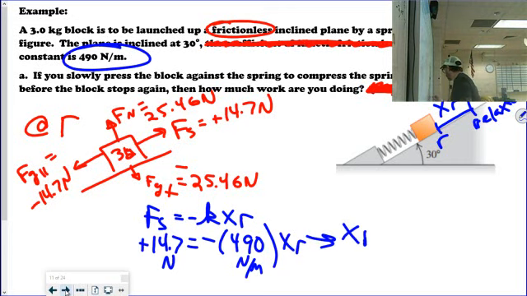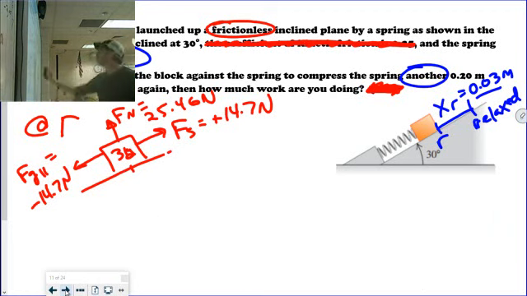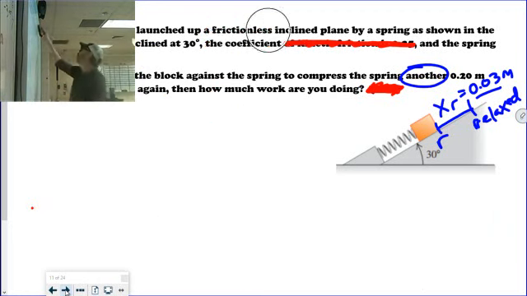So solve it, and your XR turns out to be negative 0.03 meters, which means that just in the drawing, before we even compress it, our spring is already squashed 0.03 meters. All right, so now we can start answering part A, because we're going to compress it another 20 centimeters beyond that. So what do I want to do here? Is there anything I need here? I need to keep that XR, but I think that's it. So I'm going to get rid of all of this stuff. Get rid of this.